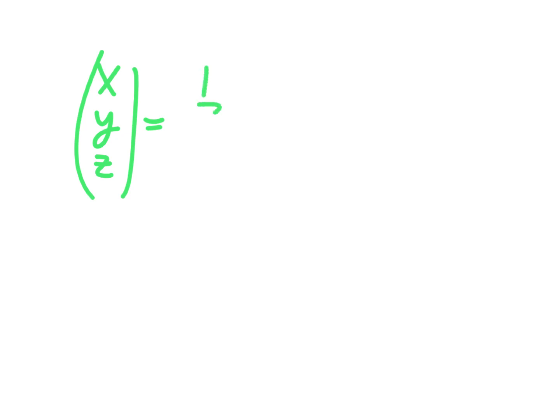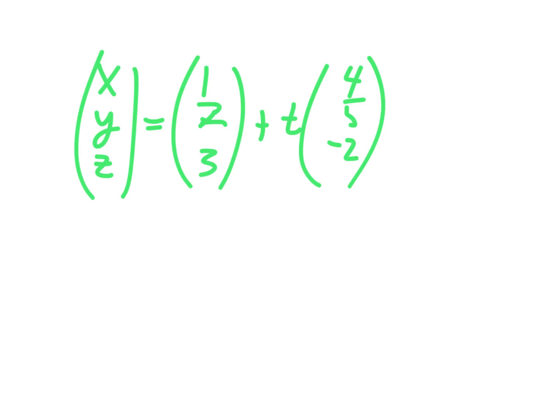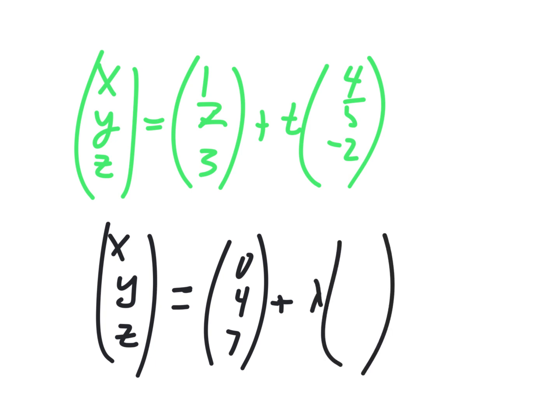1, 2, 3, plus t times 4, 5, negative 2. Now you can write an equation set for that because you're going to be seeing if that and this intersect or collide. And if so, where? If they collide, they're doing it at the same time. So lambda and t would have to be the same. Collide means they're there at the same exact moment.